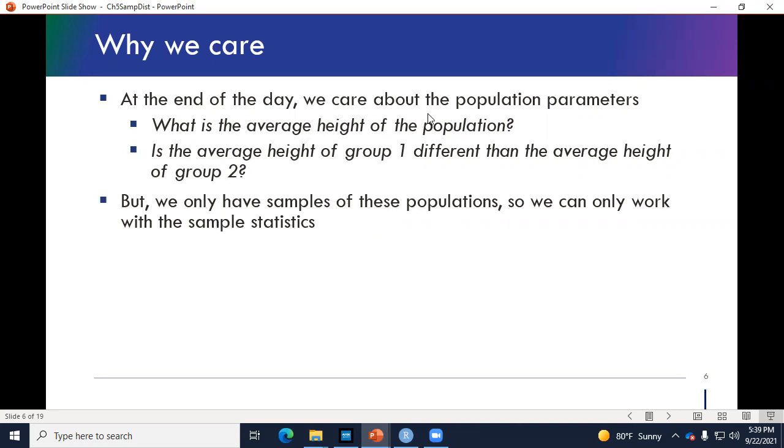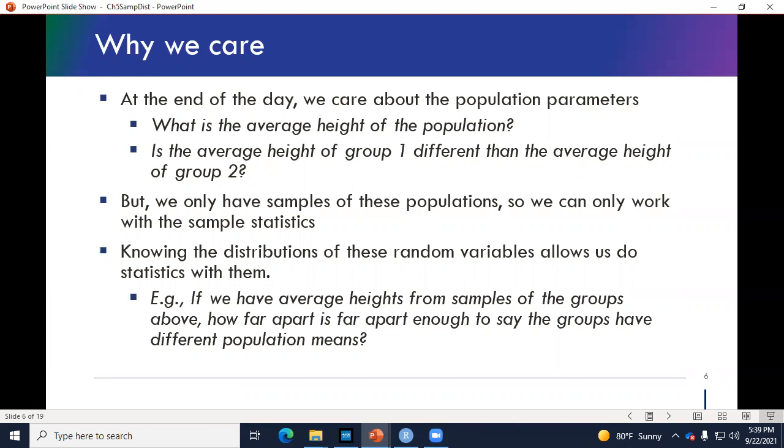Population is generally really large. We cannot sample every element in the population, so we would only have samples. We can only work with sample statistics. By knowing the distribution of these random variables, I mean the random variables that are the statistics we are talking about, it allows us to do inference.